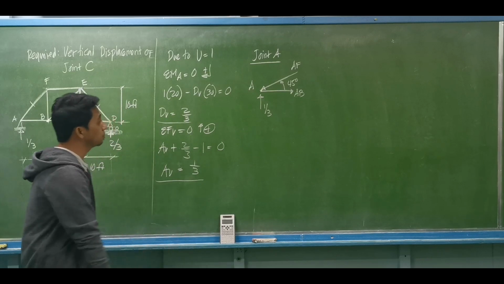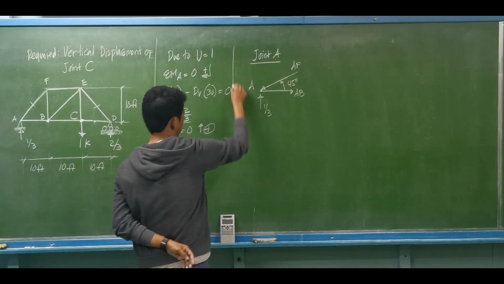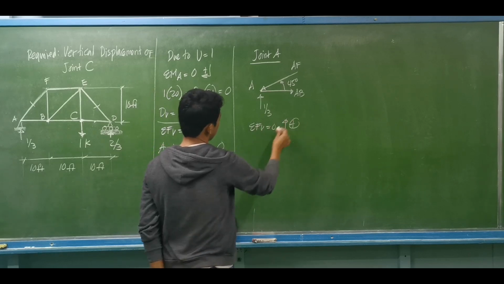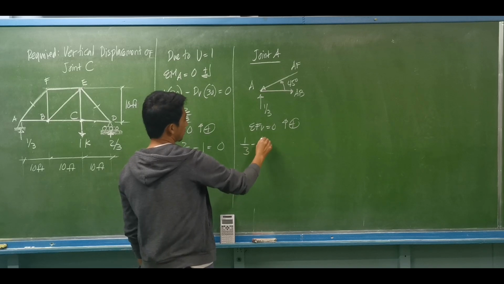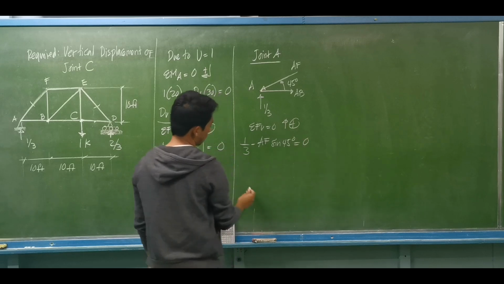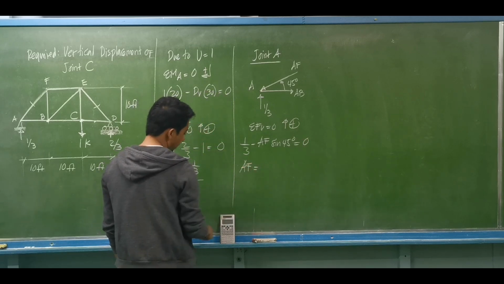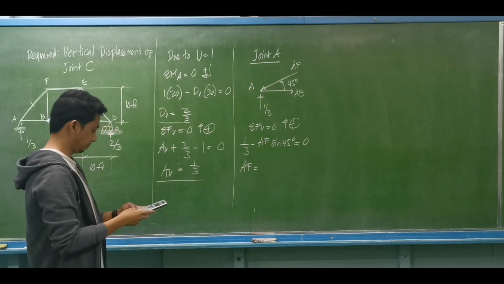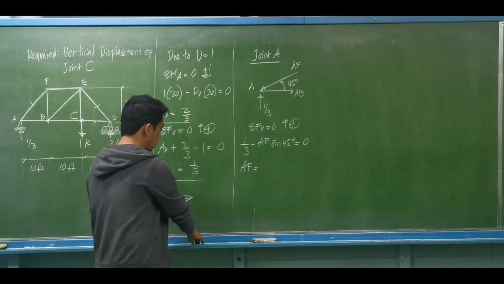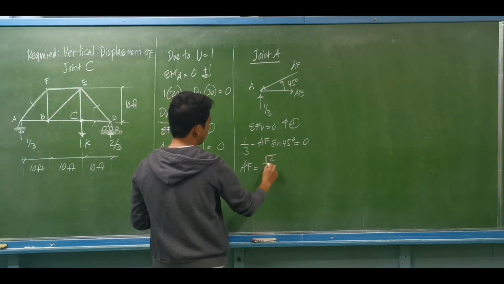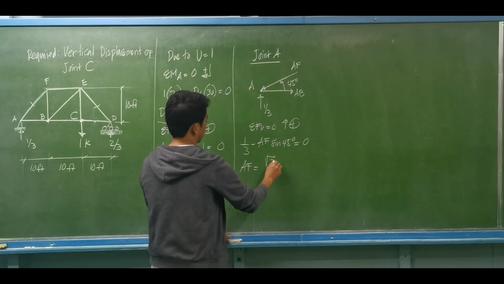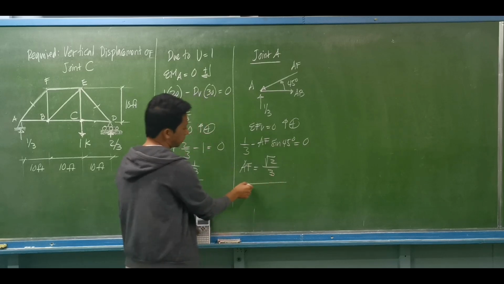joint A, let us compute those values. So again, we have the summation of forces, vertical equal to 0, upward forces to be positive. This is 1 over 3 minus the axial force for member AF, sine of 45 degrees equal to 0. So we have the axial force for member AF. It's the same as the square root of 2 over 3.